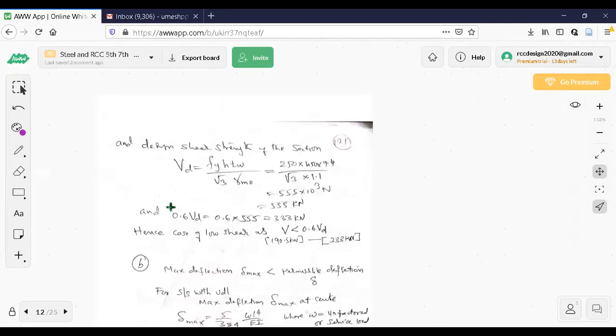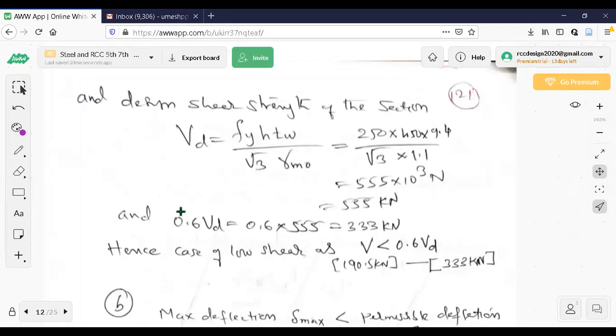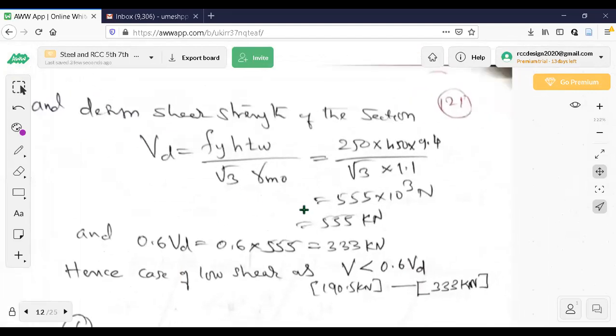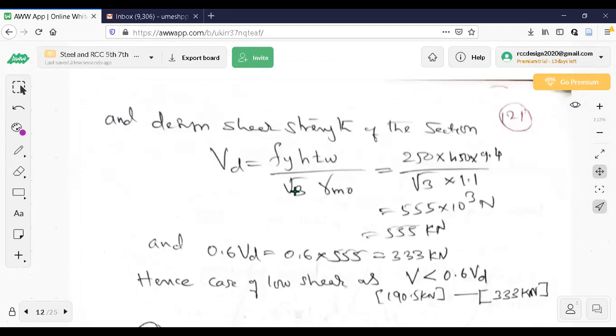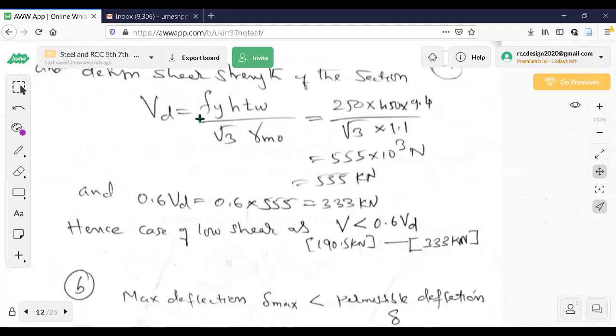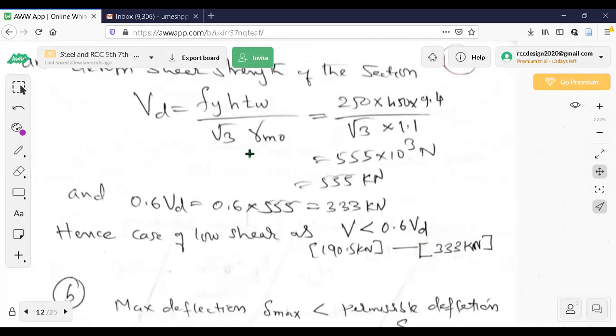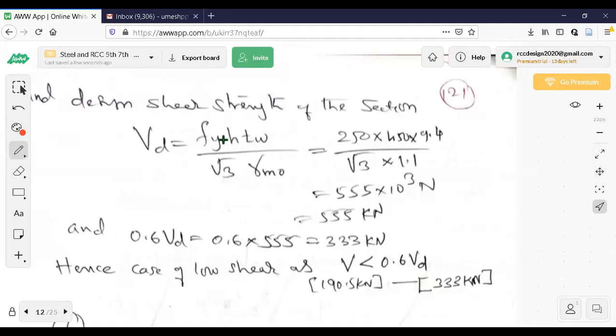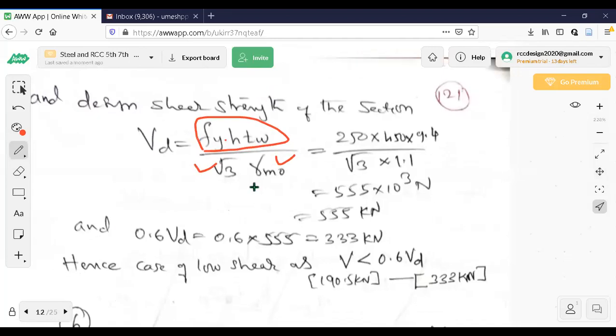Now, how do you find the shear capacity? Observe this. The shear capacity, or design shear strength, has to be calculated. FY, H, T, this is there in the code book. We shall see that one. VD equals FY H TW by root 3 gamma M. Observe this. Actually, in strength of materials, if you open any textbook, this formula is already there. They are adding this one for the design part. In the design, we have to consider these extra things.